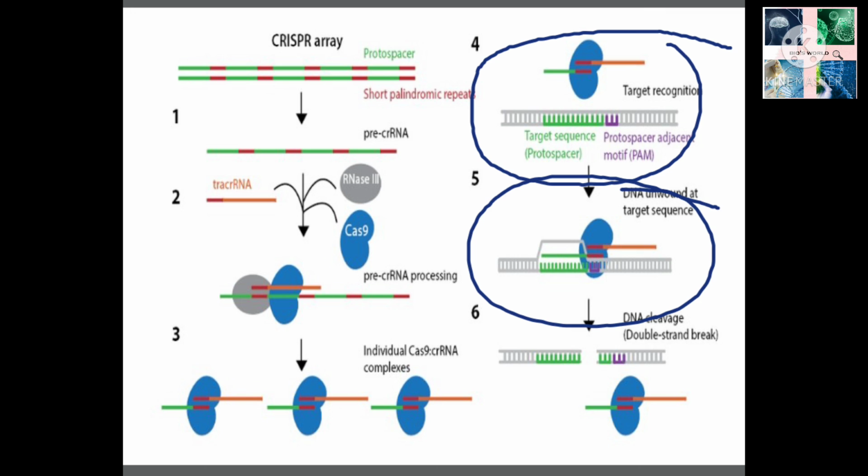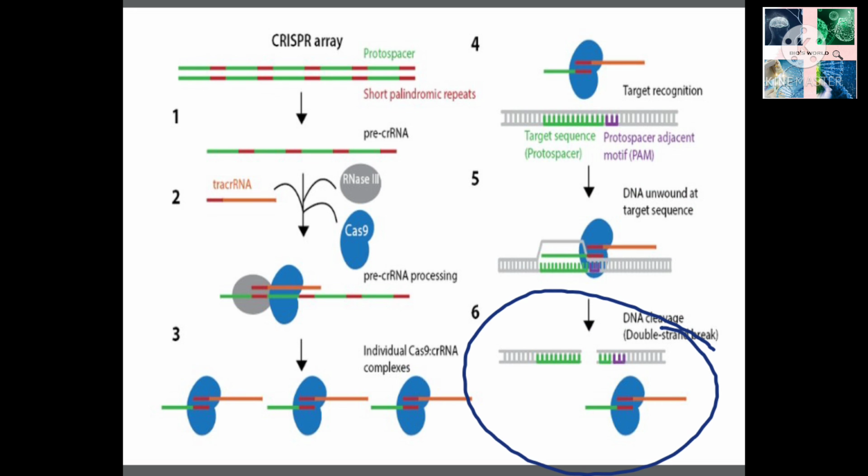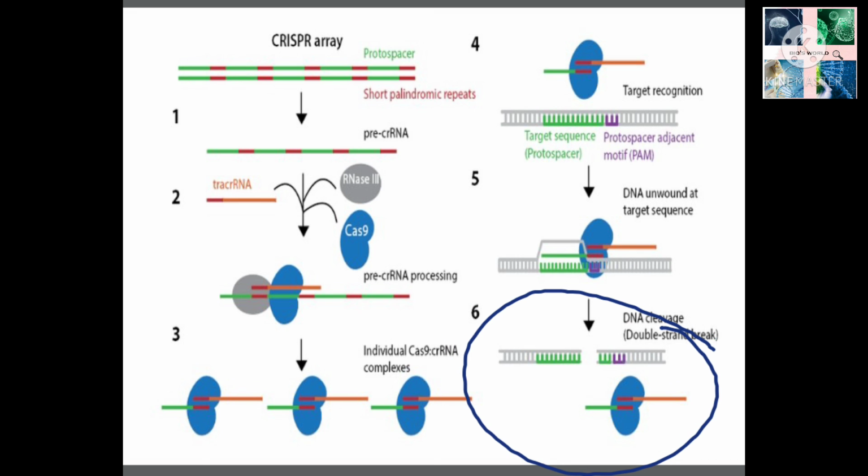Next, in point 5, after the complex binds, Cas9 separates the double-strand DNA target and clips both strands near the PAM. You can see in number 6 that the CRISPR RNA, trans-activating CRISPR RNA and Cas9 complex unbinds after the double-strand break. So this is all about the CRISPR array.